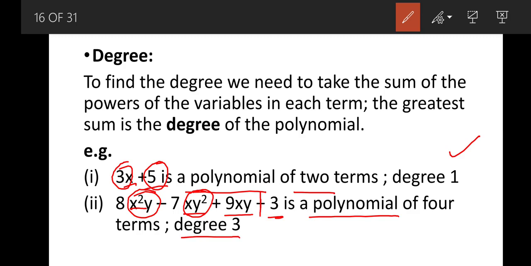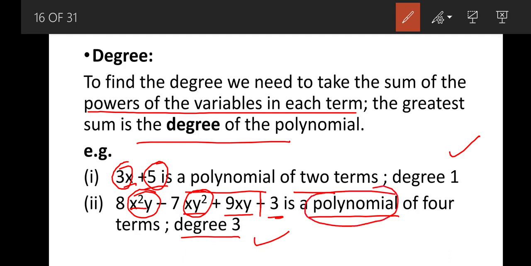For every term individually, we need to find the sum of powers of the variables in each term. And then the greatest sum is the degree. Here the greatest sum was 3, so the degree is 3. And this is again a polynomial. Why? Because an algebraic expression is called a polynomial if the powers of the variables involved in it in each term are non-negative integers.